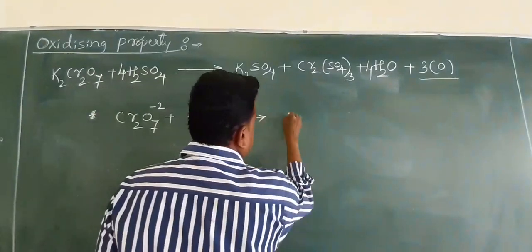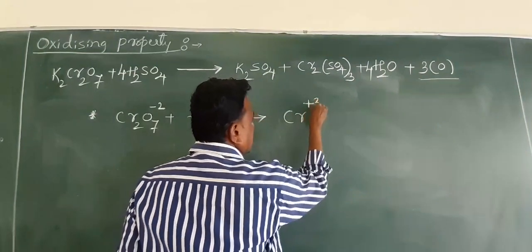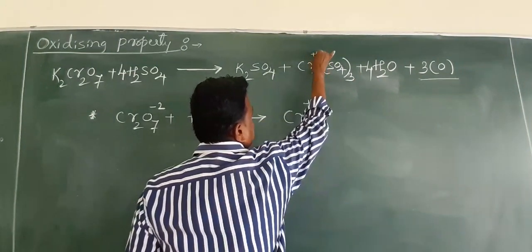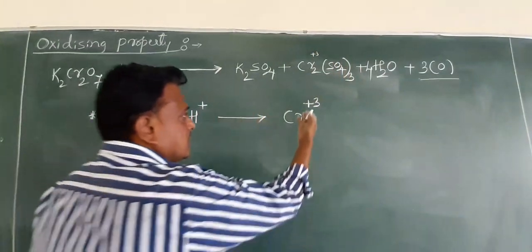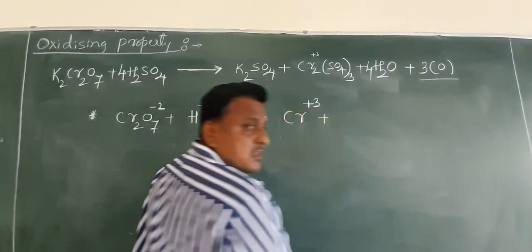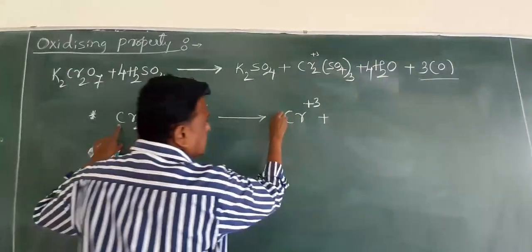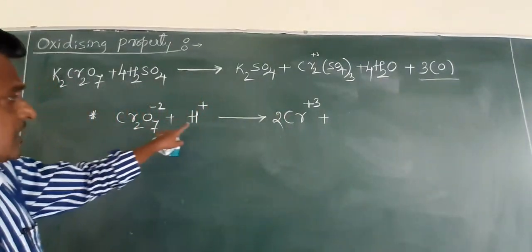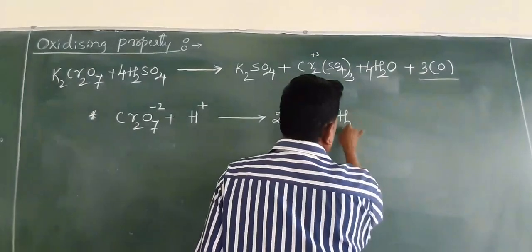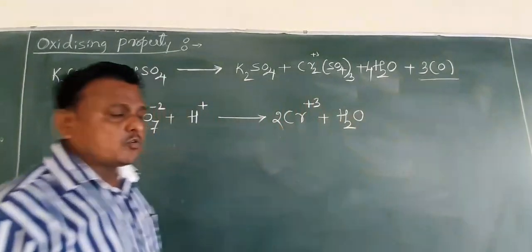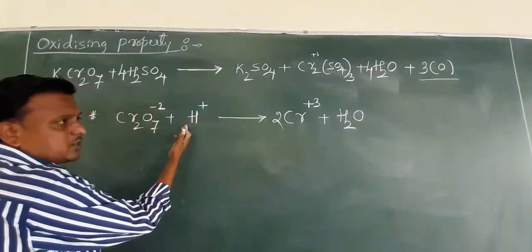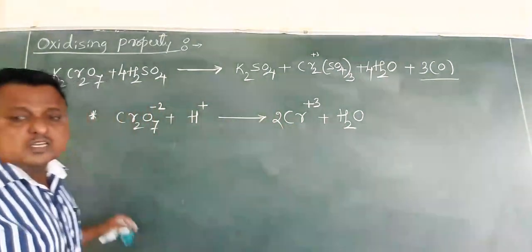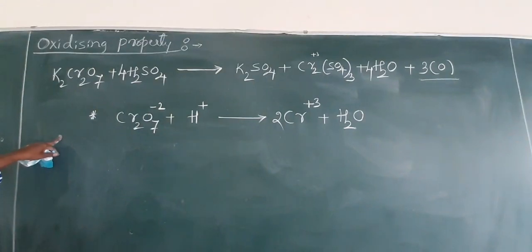To form the compound, chromium is plus 3. Here also it is plus 3, because sulfate is minus 2, so automatically chromium is in the plus 3 oxidation state. Yes, you have to balance it. This is 2 chromium, and hydrogen is balanced with the help of releasing water. Carefully balance the hydrogen component.